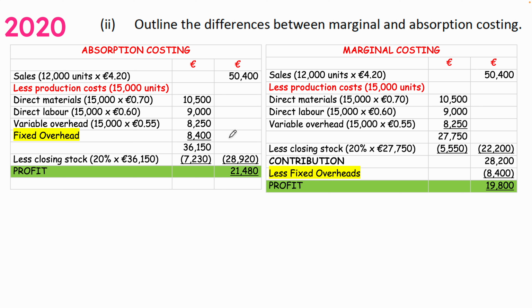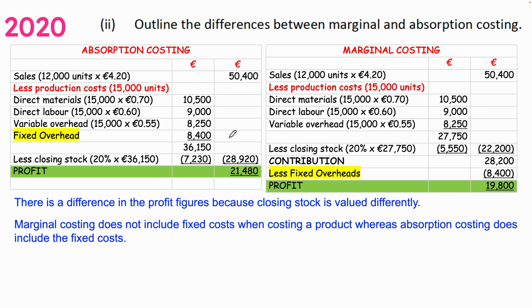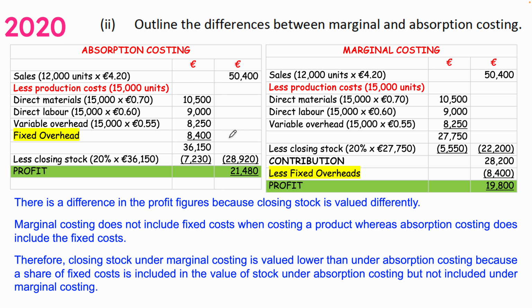The next part of the question is saying outline the differences between marginal and absorption costing. So what is the difference? So there is a difference in the profit figures because closing stock is valued differently. So marginal costing does not include fixed costs when costing a product, whereas absorption costing does include the fixed costs. Therefore, closing stock under marginal costing is valued lower than under absorption costing because a share of fixed costs is included in the value of stock under absorption costing, but not included under marginal costing.